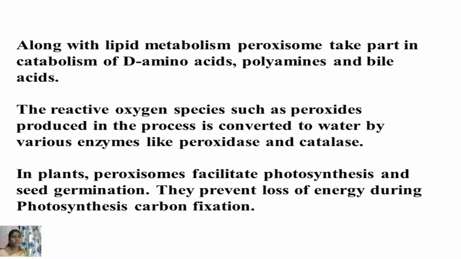Along with lipid metabolism, peroxisome has a role in the catabolism of D amino acids. Usually, naturally occurring amino acids are in the L form, but peroxisomes have a role in the catabolism of D amino acids, polyamines and bile acids. The reactive oxygen species such as peroxides produced in the process are converted into water by various enzymes like peroxidase and catalase, which are present in the peroxisomes.